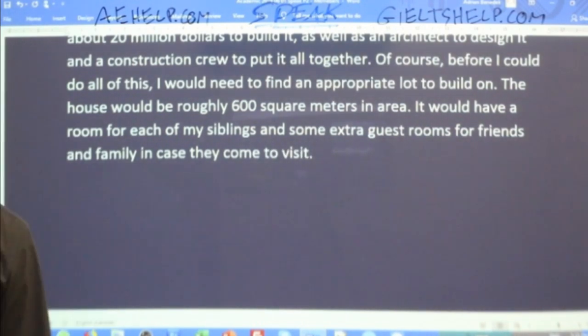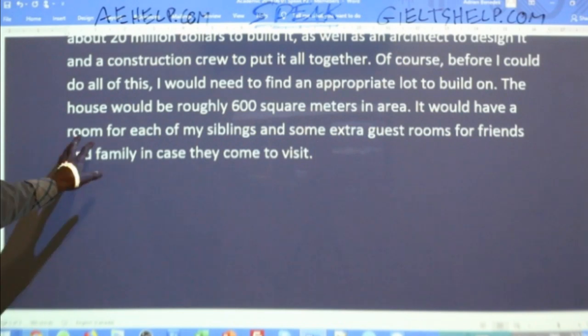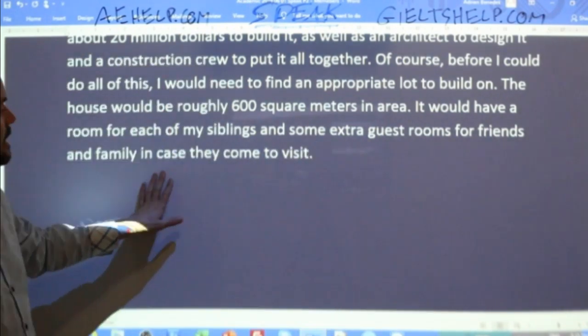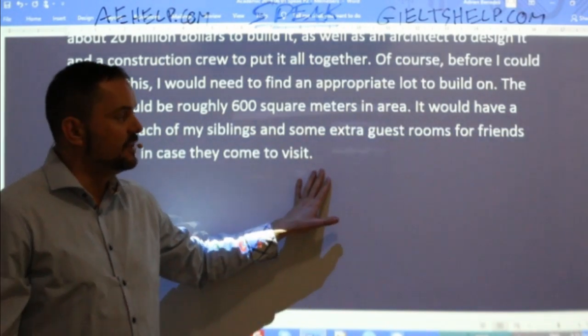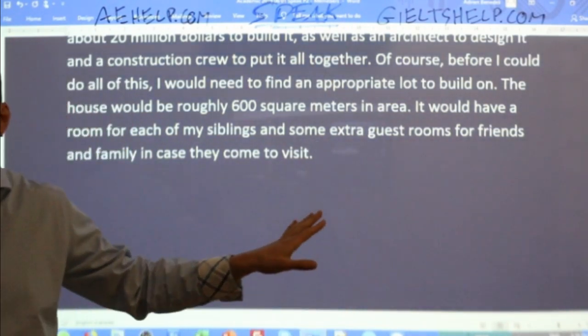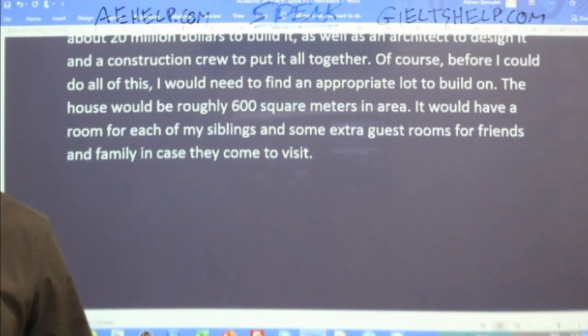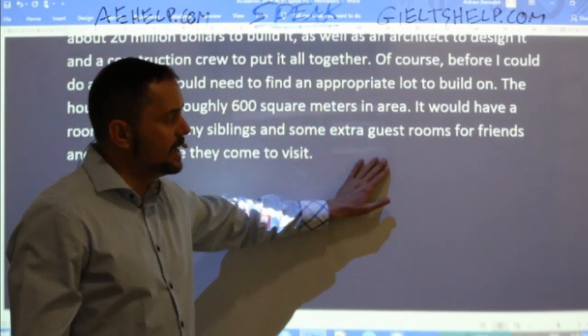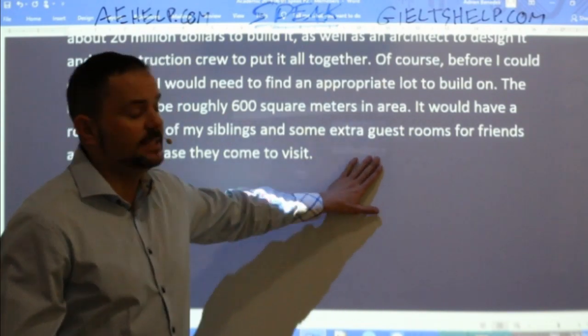Okay, so that's how I would finish it. It would have a room for each of my siblings and some extra guest rooms for friends and family in case they come to visit. Okay. Not live in the house, but they come to visit me. That's right, Patricio. Absolutely. Now, here, again, to get high band scores, I would go into more details.